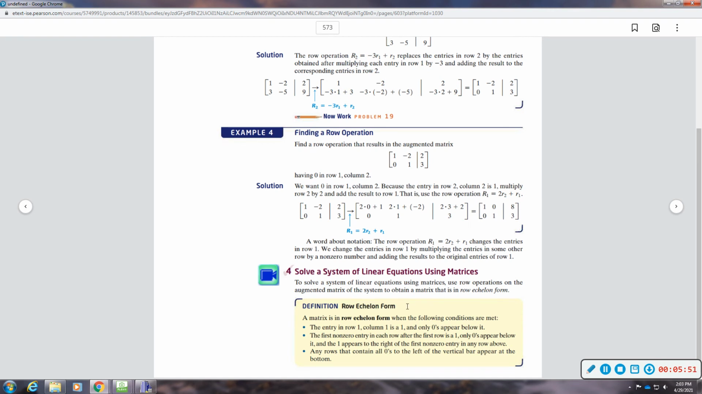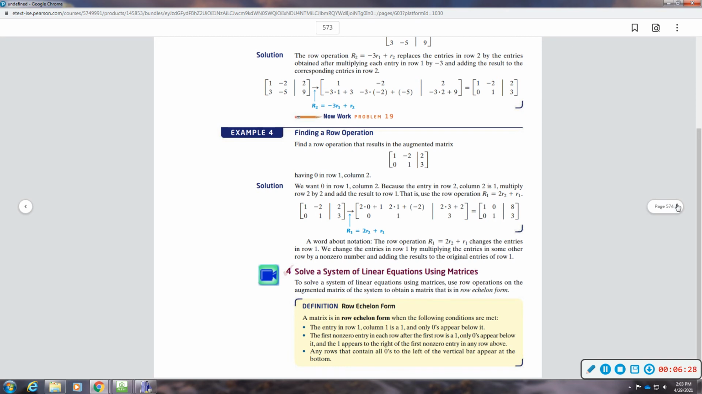That's important. You're going to be asked to identify matrices that are in row echelon form, and here is how you know. The entry in row 1, column 1 is 1, and only zeros appear below it. So like this, the first row, first column is a 1, below it is a 0. And for every other row you would have below it would be a 0. And then it says the first non-zero entry in each row after that is a 1, and only zeros appear below it. And then you have a few other things, but those are the main things to look at.